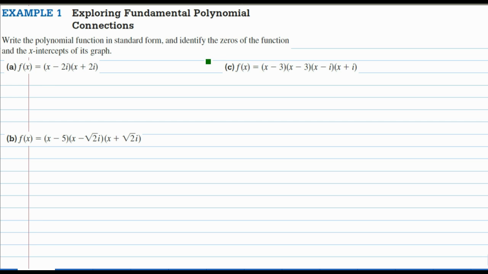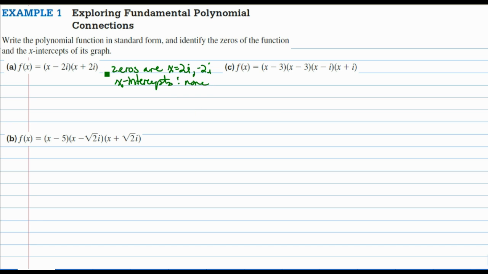So I can tell you right off the bat that these zeros are positive 2i and negative 2i. Those are the only two zeros. Now, because neither of those are real zeros, the graph will never cross the x-axis. So x-intercepts, there will be none.